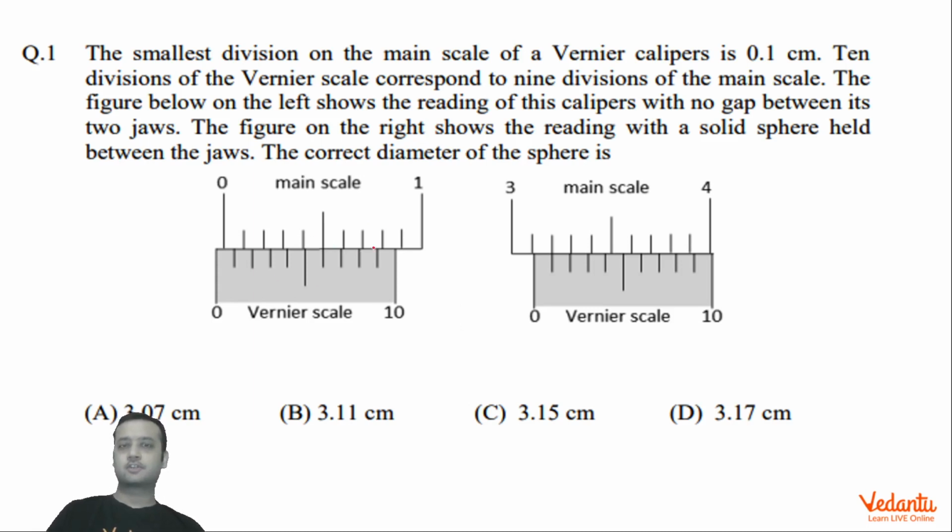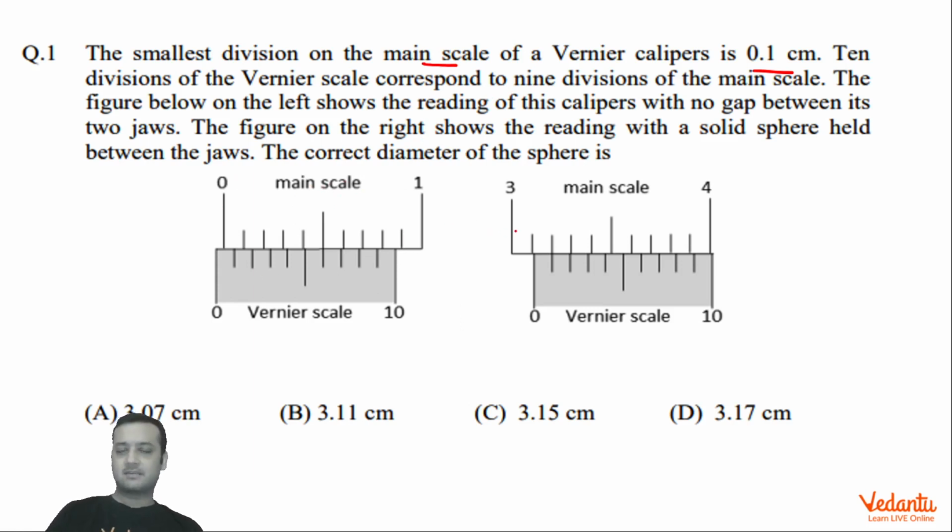So in this you were shown a main scale. This left diagram was to show you the zero error. Let's first see the data as well. The smallest division on the main scale was 0.1 centimeters. That means 1 mm. 9 main scale divisions coincided with 10 vernier scale divisions. So you can see that it's a standard data. The left diagram is shown to find the zero error.